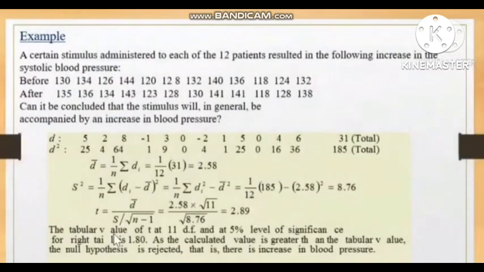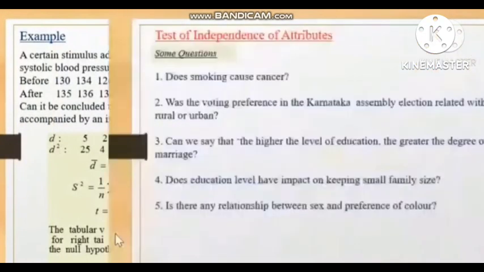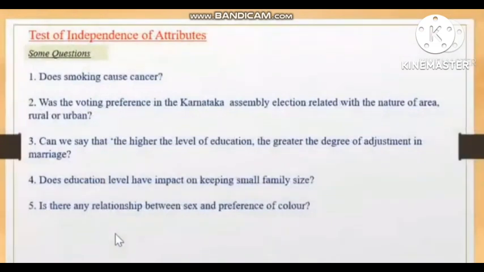Now, I am skipping this example because we have to discuss two very important and interesting tests which are known as test of independence of attributes and test of goodness of fit. These two tests are based on chi-square. So we call it chi-square tests.